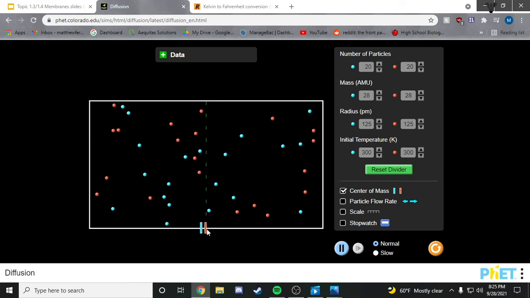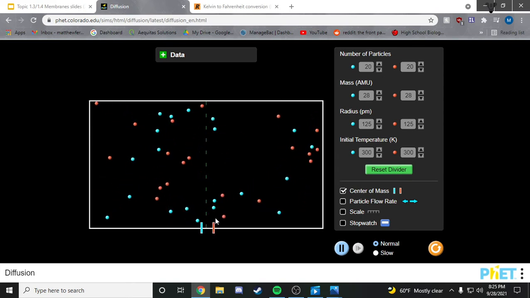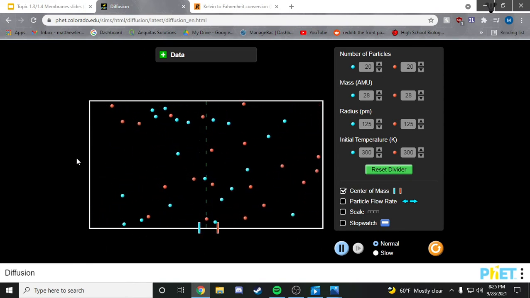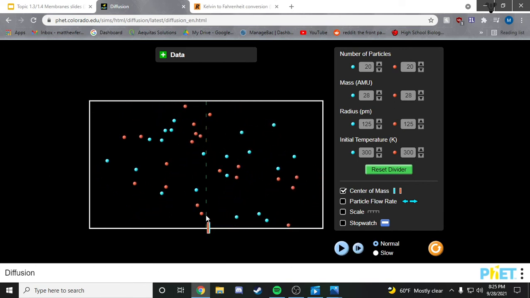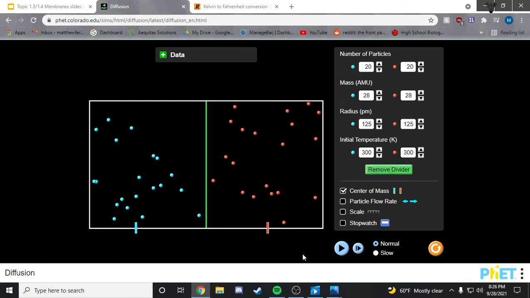Well, look at my centers of mass. They've both found themselves in the middle of this much larger box. What this tells me is that we have found ourselves in equilibrium. Instead of having all of my blue particles here and all of my red particles here, I've got some blue particles here and some blue particles here, as well as some red particles here and some red particles here. Enough to the point where their centers of mass are basically in the same exact spot here in the middle. We ended with this, but we started with this.